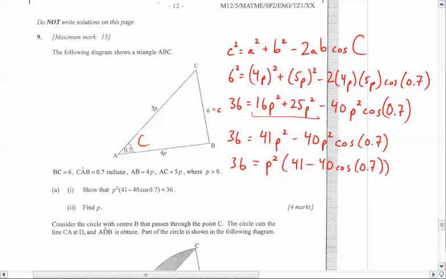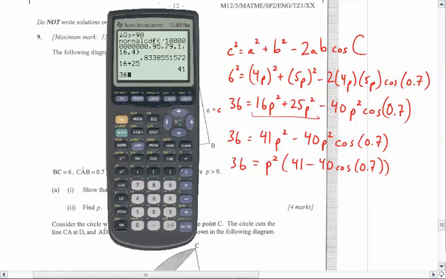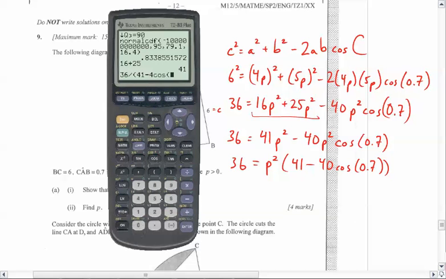So in order to find p, I just plug this into my calculator. 36 divided by 41 minus 40 cosine 0.7. Gotta make sure my calculator is in radian mode, otherwise this is not going to work. Yay, it is. Okay, and there's my p squared. So if I take the square root, I get p, 1.86.